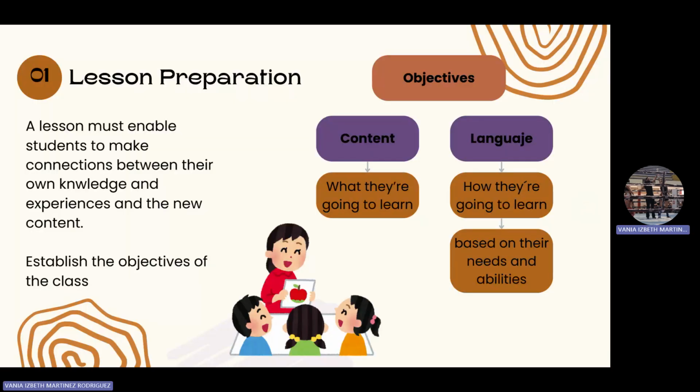The first is the lesson preparation. Here's when we establish the objectives of the class, and we have two kinds of objectives, the content and the language objectives. The first is what, like me as a teacher, what am I going to teach my students? And the second one is how am I going to teach them? It's also important to know their needs and their abilities and to adapt the content to make it more comprehensible and understandable to the students.